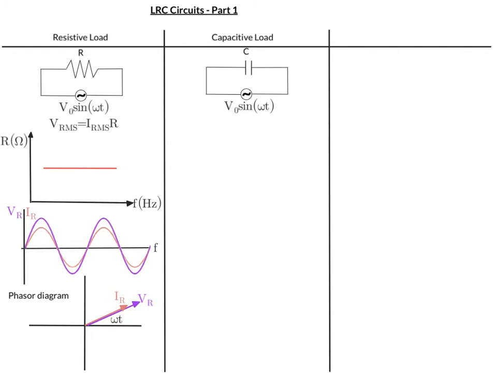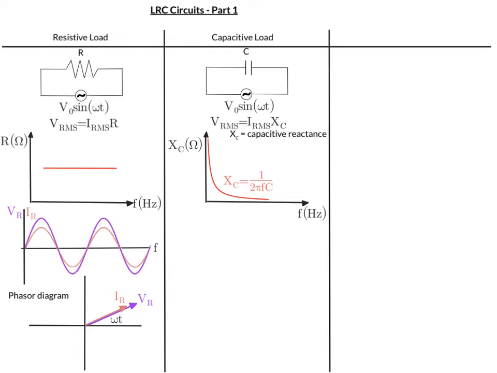Now let's look at the capacitive load. So here we have a capacitor in a circuit where the power that's supplied fluctuates sinusoidally. Then we can write Ohm's law by using VRMS and IRMS. So we'll say that VRMS is equal to IRMS times this quantity, which is called the capacitive reactance. It is the way a capacitor reacts with a change of the current passing through an alternating current circuit. So X sub C is the capacitive reactance, and the shape of the graph of reactance versus frequency is this, because the capacitive reactance is 1 over 2 pi frequency times C.